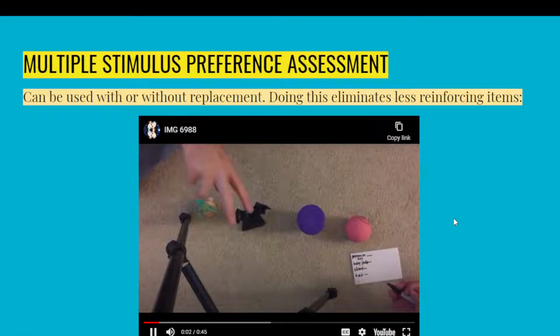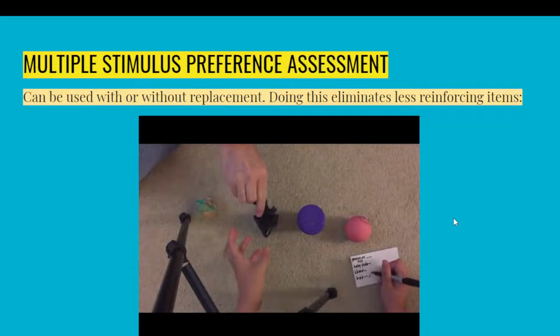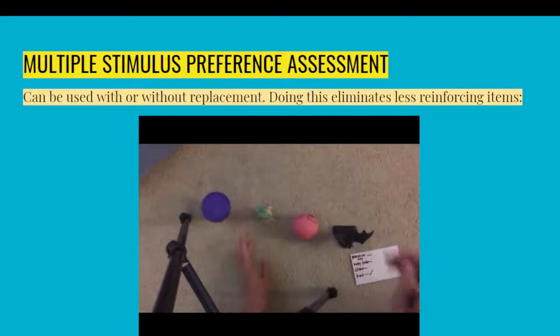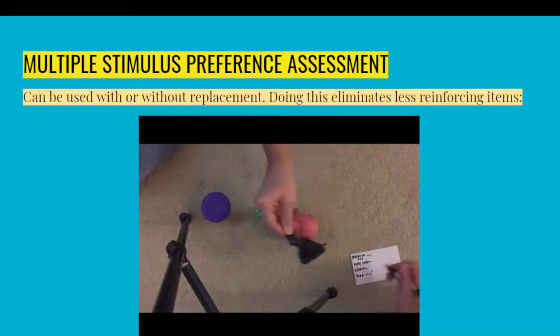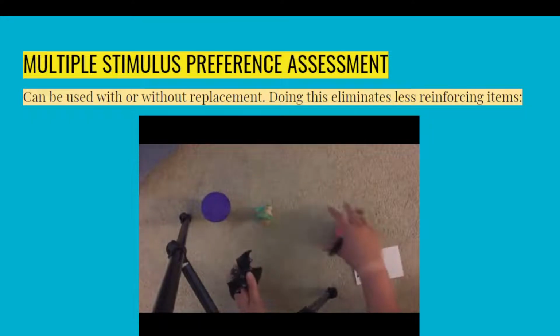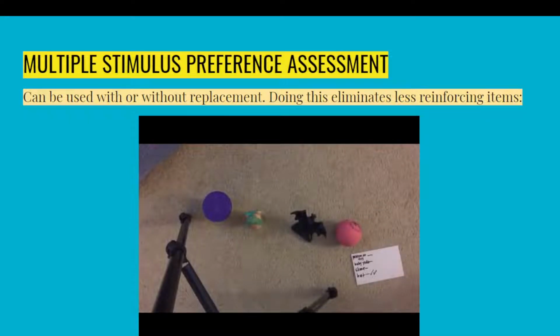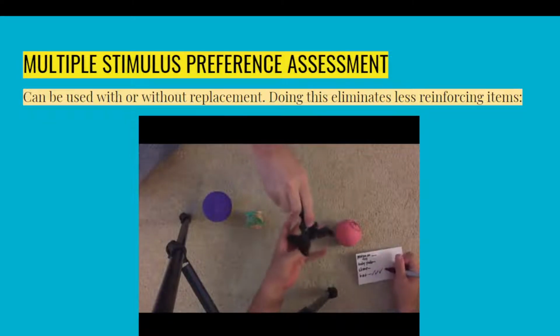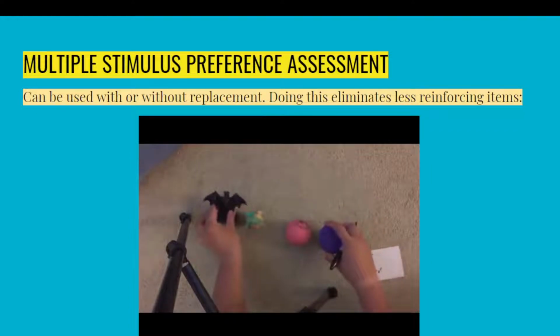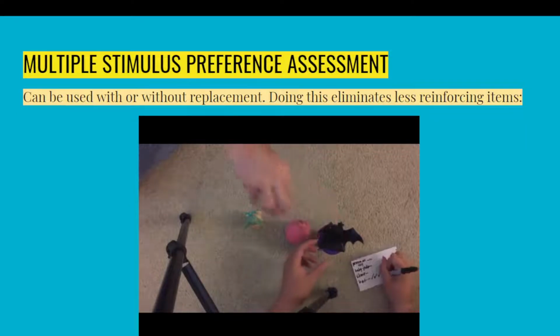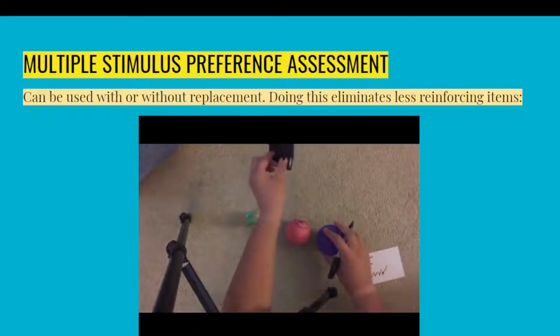One. Thank you. My turn. Pick one. Thanks. Pick one. Great picking. One more time. Pick one. Awesome. Thank you. Here you go. Let's play with the bat.